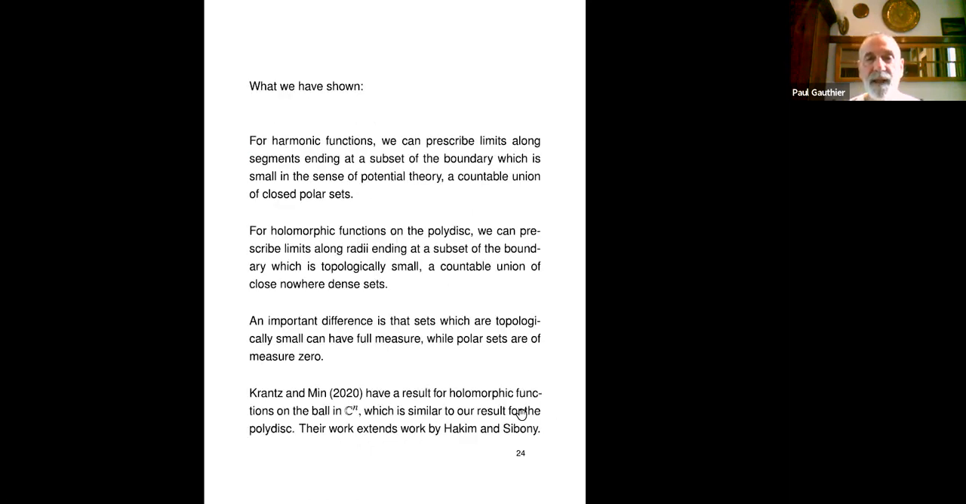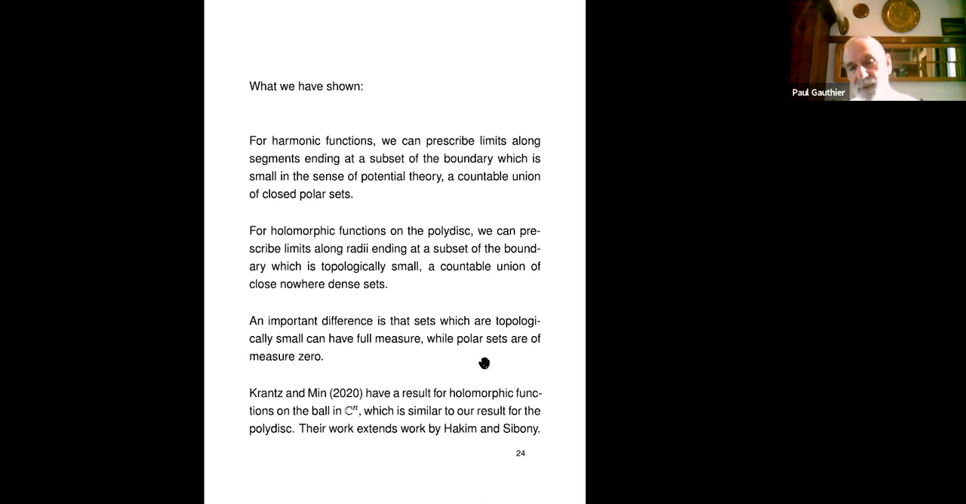What we have shown, for harmonic functions, is that you can prescribe limits along segments ending at a subset of the boundary, which is small in the sense of potential theory, a countable union of closed polar sets. For holomorphic functions on the polydisk, we can prescribe limits along radii ending at a subset of the boundary, which is topologically small, a countable union of closed sets. An important difference is that sets which are topologically small can have full measure, while polar sets are of measure 0.